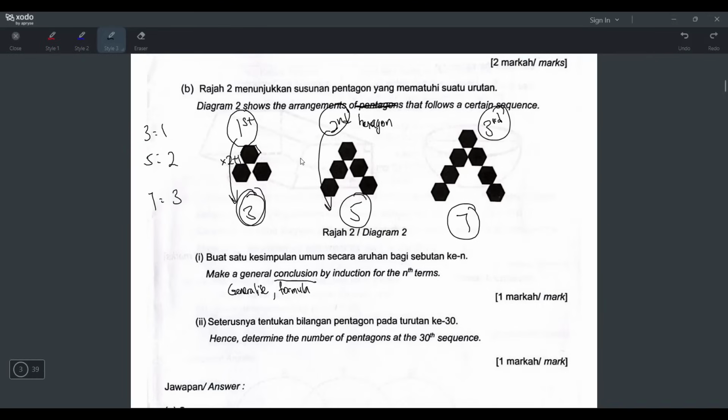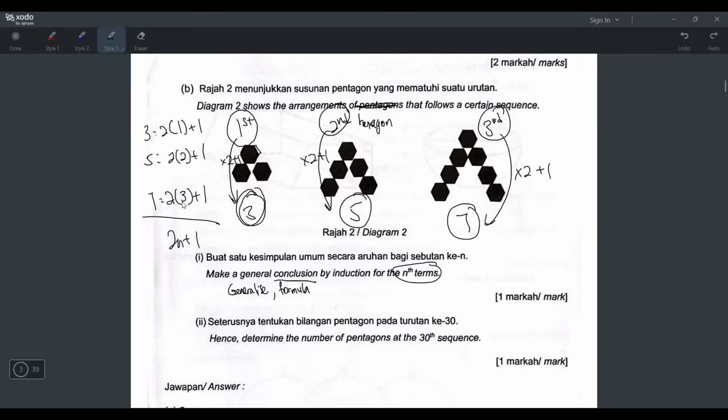If you don't believe me, try with this. 2 times 2, 4, plus 1 is 5. Same with this: 3 times 2, 6, plus 1, 7. So the relationship between the arrangement number and the number of hexagons is times 2 plus 1. So what I will write here: 3 comes from 2 times 1 plus 1. 5 comes from 2 times 2 plus 1. This one comes from 2 times 3 plus 1. Then to get the formula for the n terms, that would be 2n plus 1.